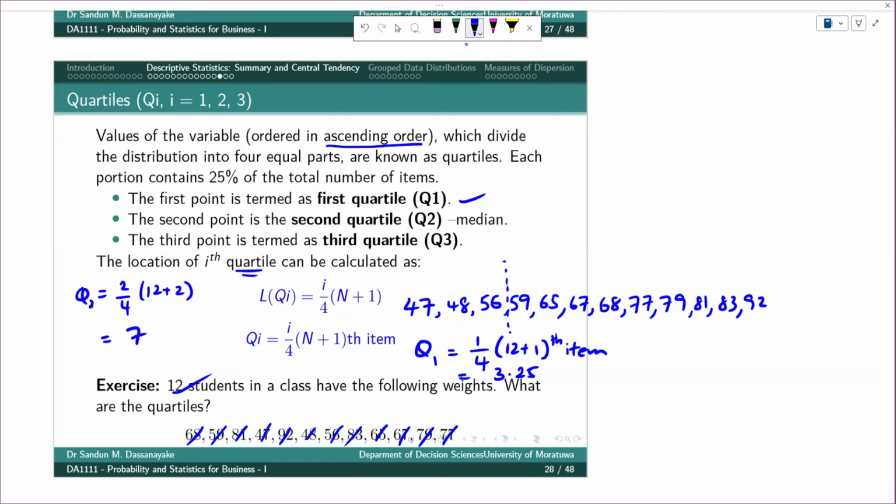1, 2, 3, 4, 5, 6, 7. And then Q3 is going to be 12 plus 3, 15 divided by 4. That's 45 divided by 4, 11.25. So 1, 2, 3, 4, 5, 6, 7, 8, 9, 11.